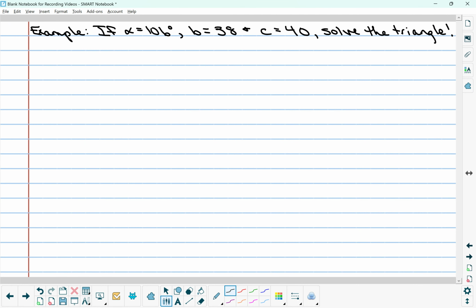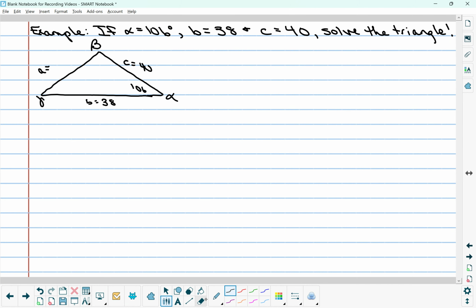Well, you're not going to know what you have until you actually draw yourself a picture. So we're going to draw a picture. I like to draw those kind of triangles. I'm going to put alpha down here, beta up there, gamma here, which means this is A, this is B, and this is C. Okay, and we know alpha is 106, B is 38, and C is 40.